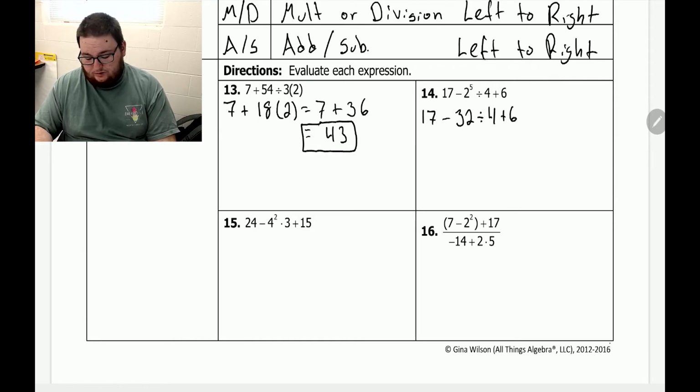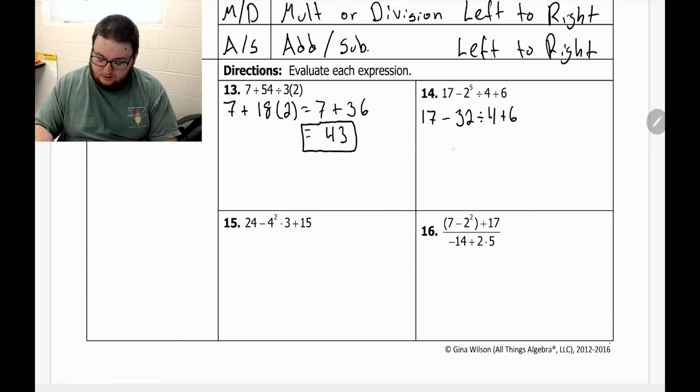Next, we don't have any more exponents. So we move on to multiplication or division. Working from left to right, we have 17 minus 32 divided by 4 plus 6. So we're going to work on the 32 divided by 4. So we have 17 minus, 32 divided by 4 gives us 8. And we're going to add 6.